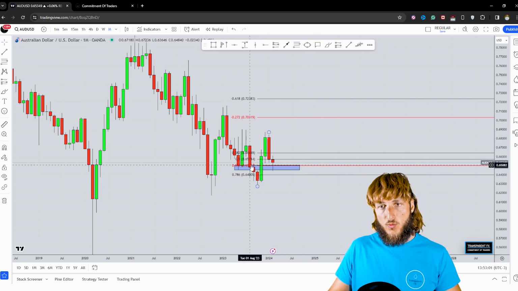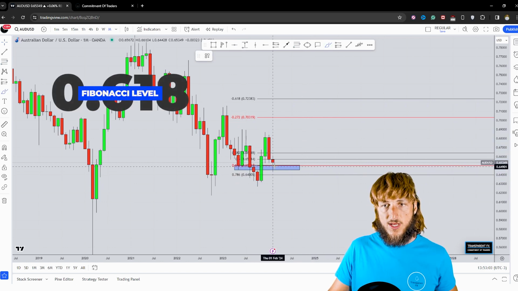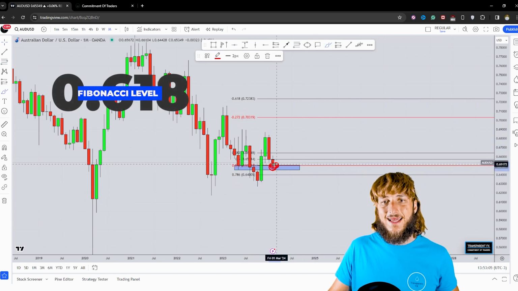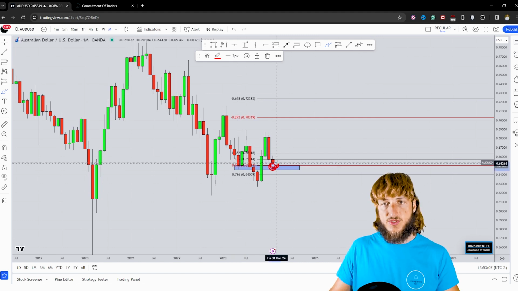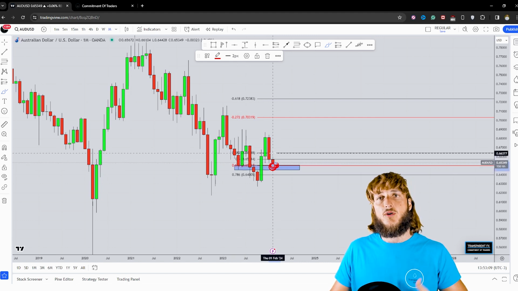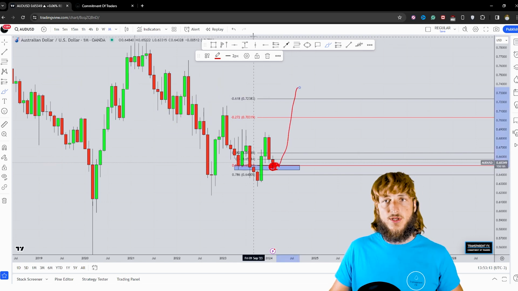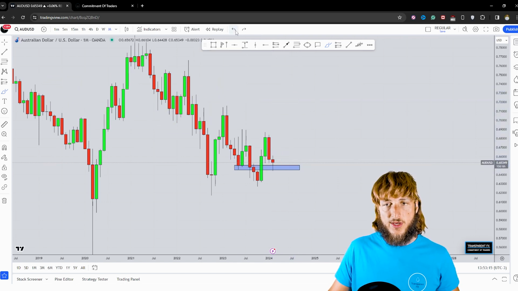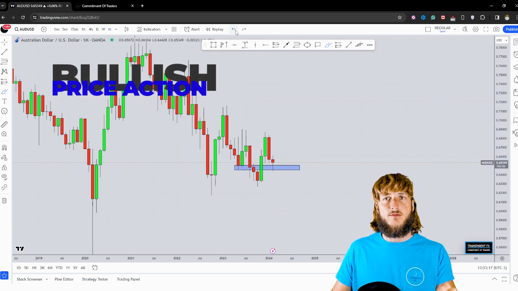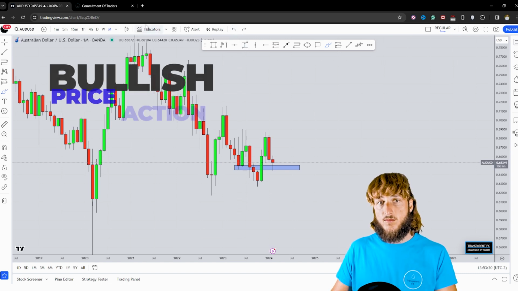And if we do that, we can see how we have the 0.618 Fibonacci retracement lining up perfectly with this previous resistance turned support, therefore creating a confluence of support exactly at this level, where we could expect this market to potentially reject to the upside. So the monthly time frame at the moment seems quite bullish.